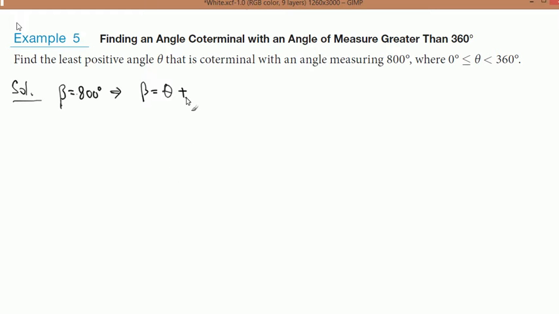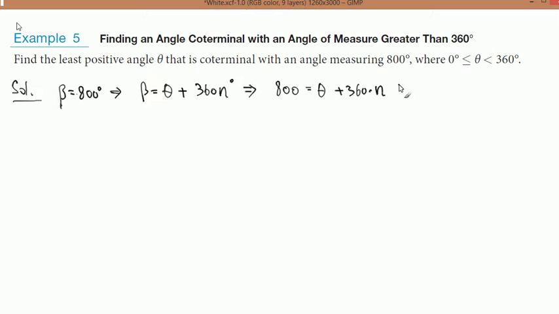Beta and theta are not equal to each other. How much more are we going? 360 times n degrees. So we're looking for that n. Let me work with the magnitude and drop the degree. That means 800 is equal to this unknown angle theta plus 360 times this unknown integer n. That's what we're looking for. 800 is given, and you want to figure out theta and n.